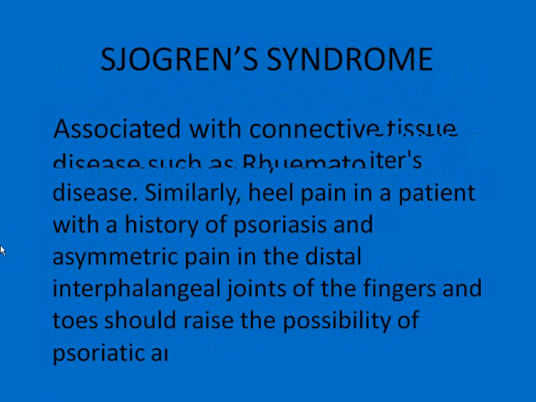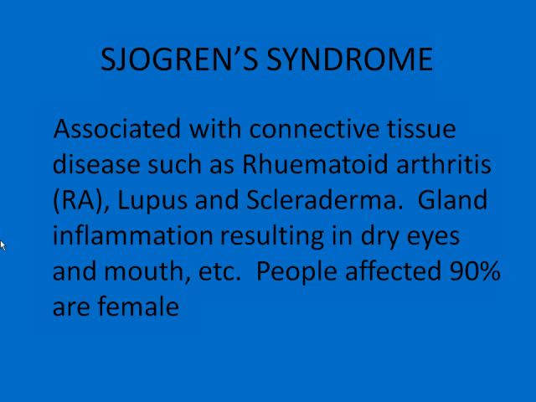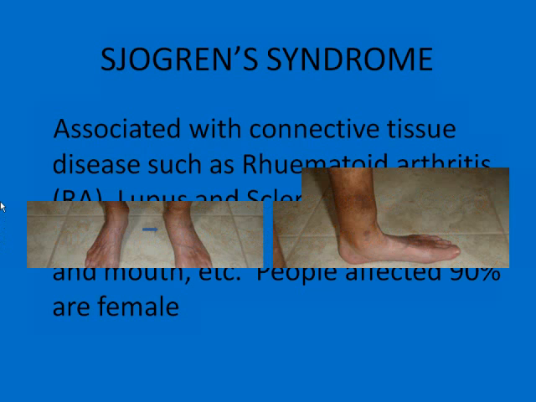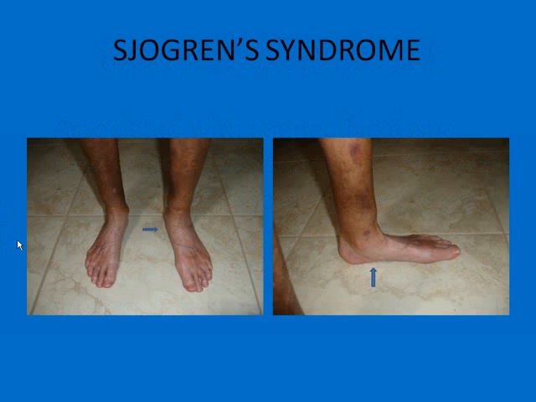When we talk about Sjogren's syndrome, it's associated with connective tissue diseases such as rheumatoid arthritis, lupus, and scleroderma. Scleroderma is connective tissue inflammation. Sjogren's is gland inflammation resulting in dry eyes and mouth, etc. People affected are 90% female. This is a friend of mine who has Sjogren's syndrome and also Agent Orange exposure from the Vietnam War.